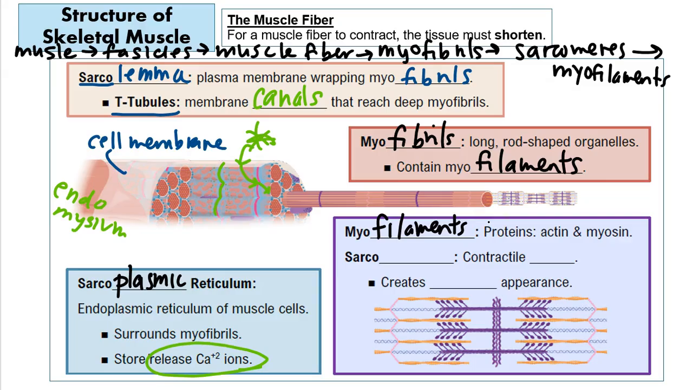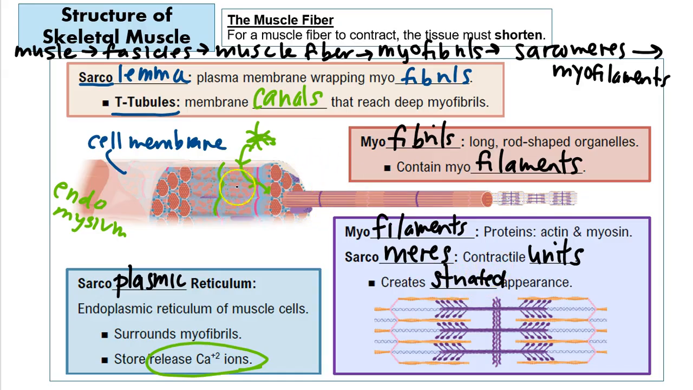Of course, there's other proteins that help, but those are the main ones that we talk about a lot. And these myofilaments are going to make up these contractile units called sarcomeres. These are the fundamental units of contraction. Without the sarcomeres, you will not have any contraction in your muscles. And this is also what creates that striated appearance that we see in our muscle cells.